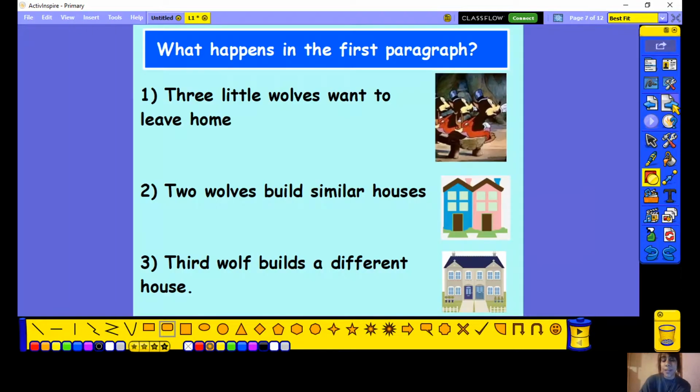Okay, hopefully you managed to read that. So what happens in the first paragraph or first section of our story? Well, the three little wolves want to leave home. Two, the wolves are now going to build similar houses. So we're going to have three wolves who want to leave home. Two of them are going to build similar houses, which are probably built out of weaker material, and then the third wolf is going to be a little bit smarter and build a different type of house, so perhaps made out of a stronger material. So these are the three things we are going to write about today.